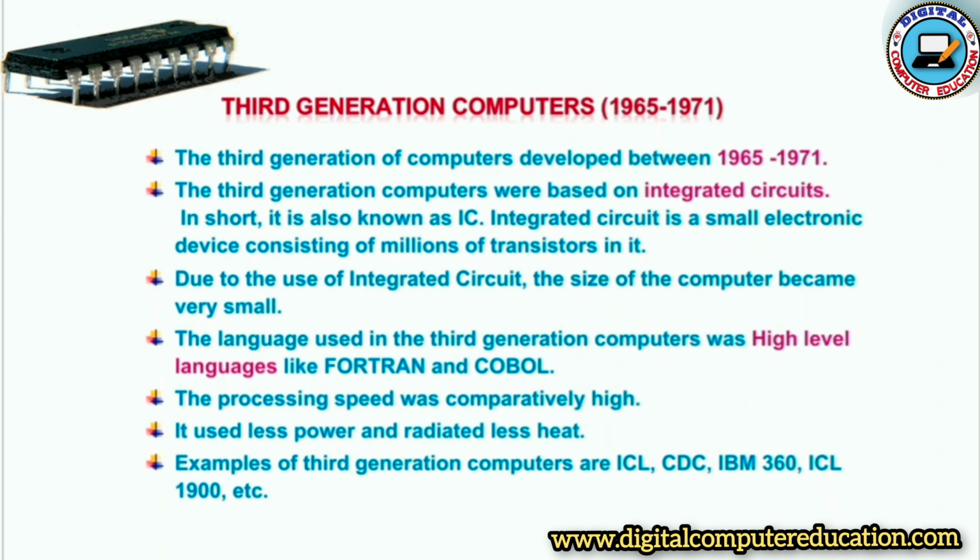The language used in third generation computers was high level language like Fortran and COBOL. The processing speed was comparatively high. It used less power and radiated less heat. Examples of third generation computers are ICL, CDC, IBM 360, ICL 1900, etc.